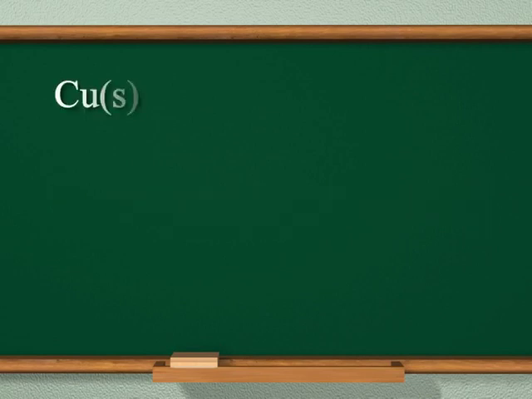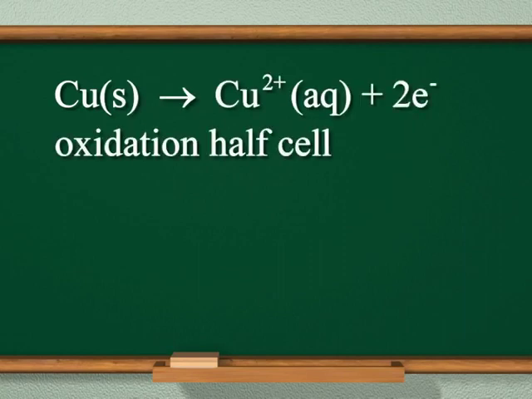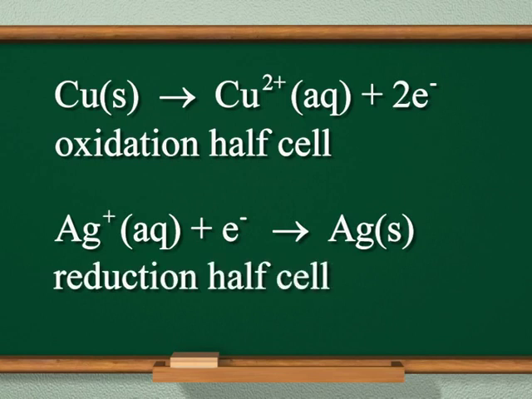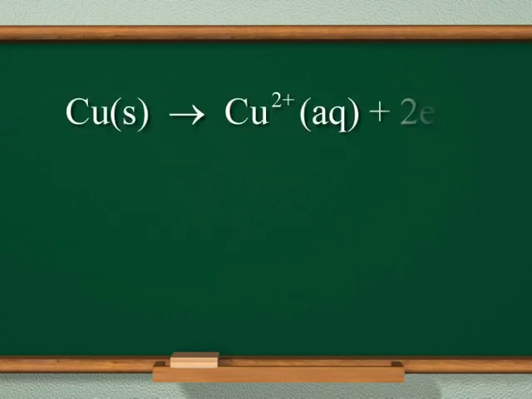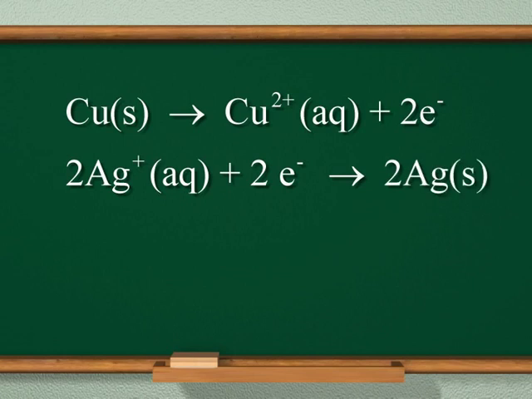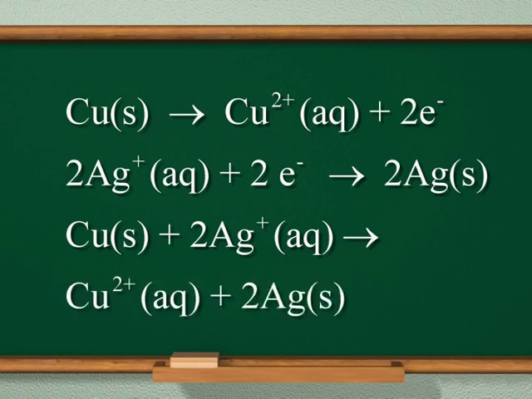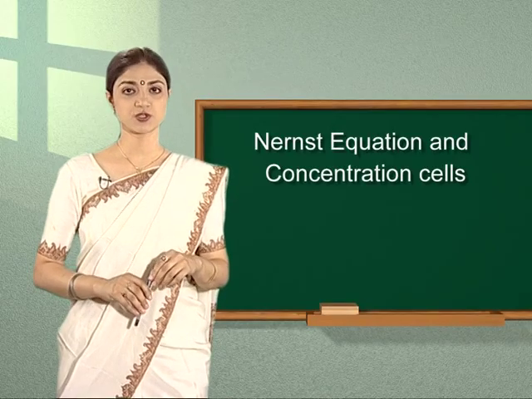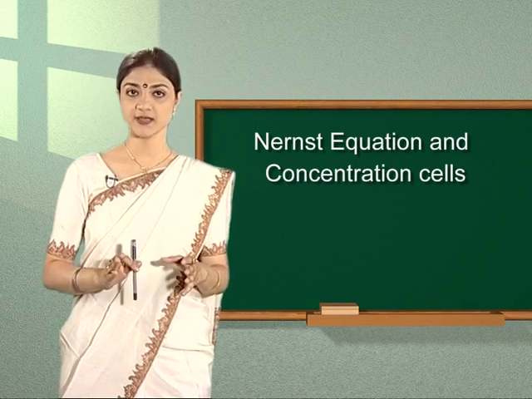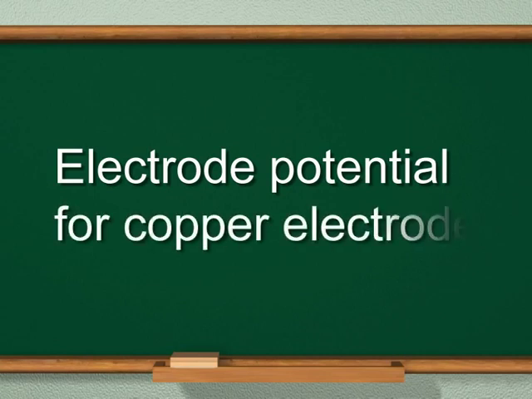During the reaction, 2 electrons are released by one copper atom, but 1 electron is accepted by silver ions according to the reaction shown on the screen. To balance the loss and gain of electrons, the reduction half cell is multiplied by 2, so that the net reactions are: copper in solid state releases 2 electrons to form copper ions in aqueous state. Silver ions in aqueous state accept 1 electron to form silver metal in solid state. The electrode potential of the 2 electrodes may be written according to the Nernst equation, first for the copper electrode.